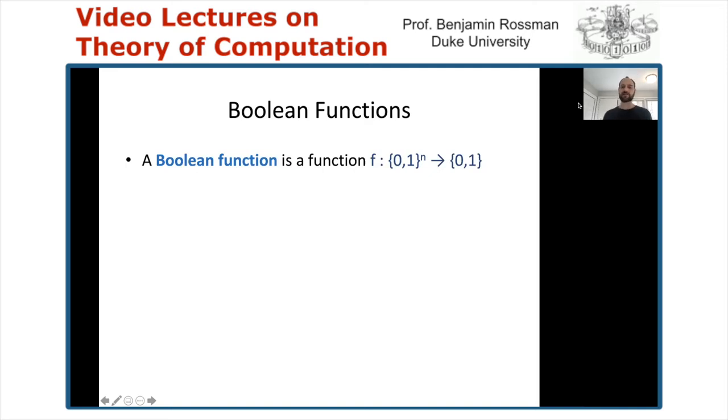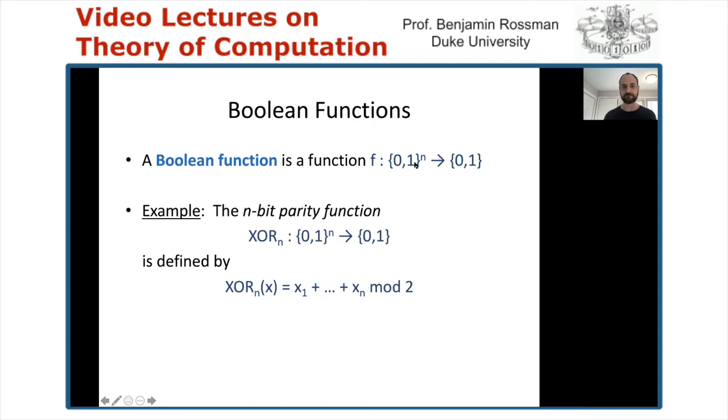Okay, so in circuit complexity, the main objects of study are Boolean functions and Boolean circuits. A Boolean function is a function f from the hypercube {0,1}^n, so the set of n-bit strings, to {0,1}. A running example will be the n-bit parity function denoted XOR sub n. On a string x, the parity function outputs the number of ones in x mod 2. In other words, the sum of the coordinates x1 to xn mod 2.